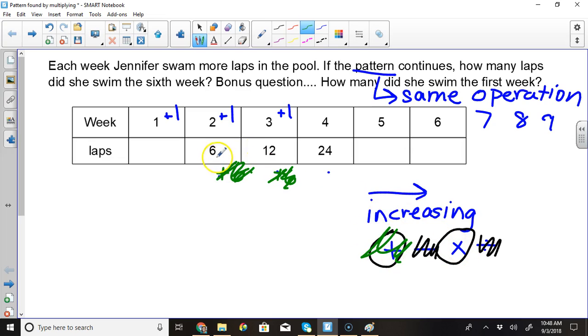Let's try multiplying. What can we multiply by 6 to get 12? 6 times 2 is 12. So let's try it again. 12 times 2, is that 24? It sure is. So we just found the same operation that can be applied to each number in this pattern. So to continue, we would just multiply by 2 again. Week 5 would be 48, and week 6, multiplying by 2, would also be, well, not 48, 96, I believe.